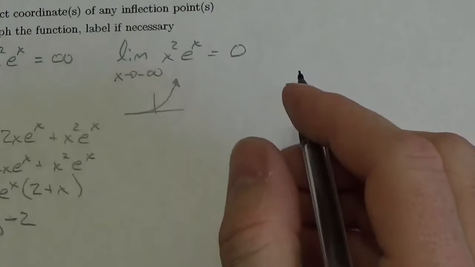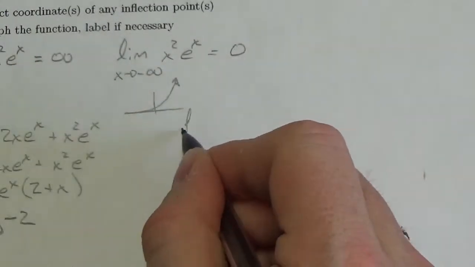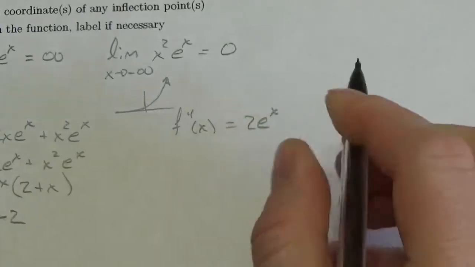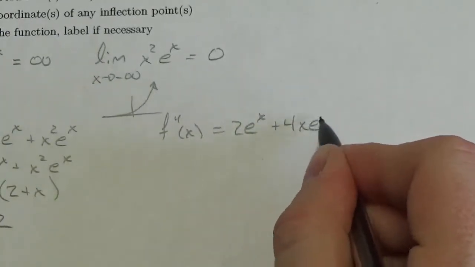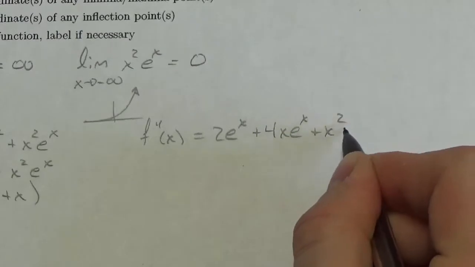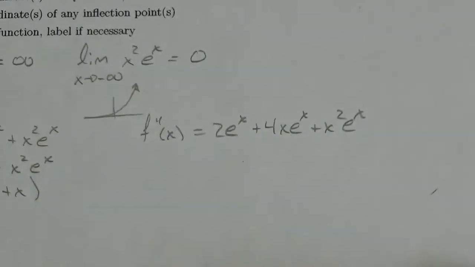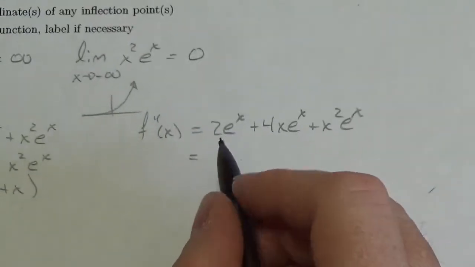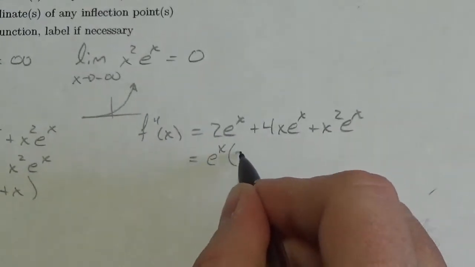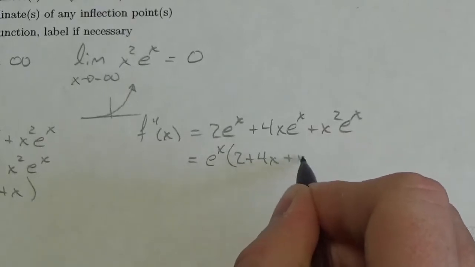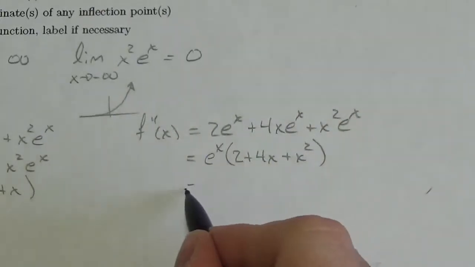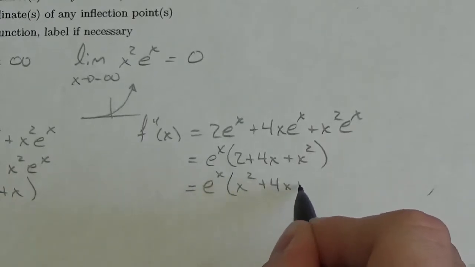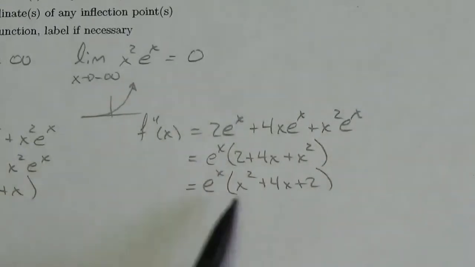Now let's take a look at possible points of inflection or cusps here. So we're looking at the second derivative. And we were given the second derivative, just like we were given the first derivative. That's a little bit more involved as an expression, but that's okay. I'm going to factor out my e to the x here, and I'll be left with 2 plus 4x plus x squared, which I'm going to just rewrite in order, because I like that better. That looks better to me.